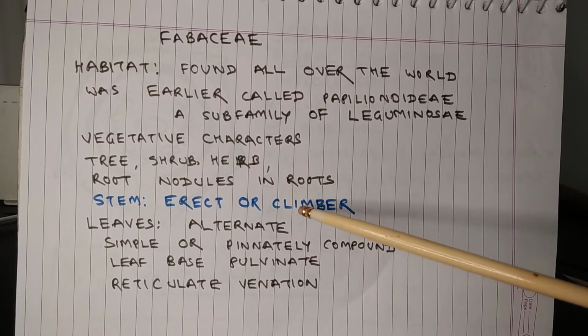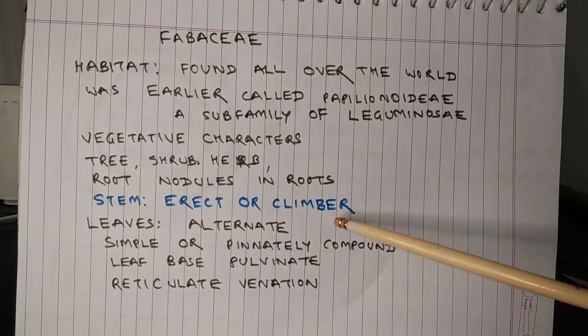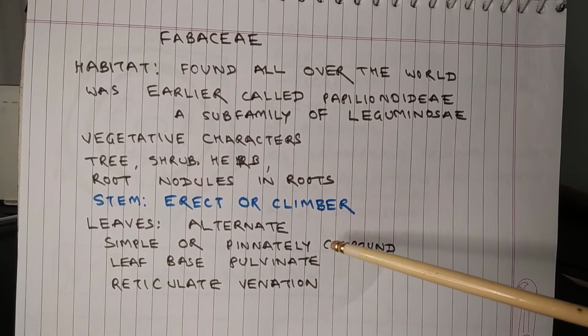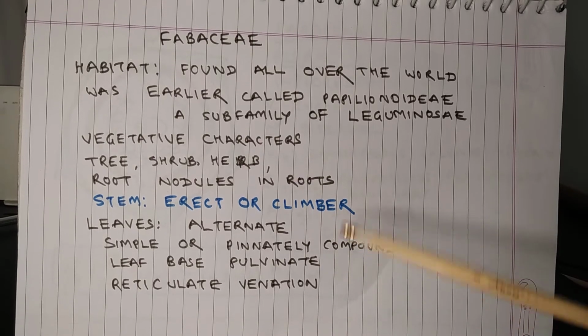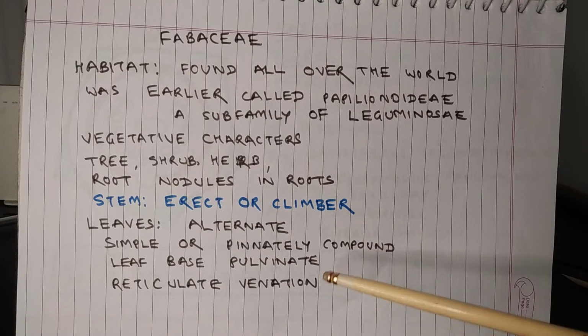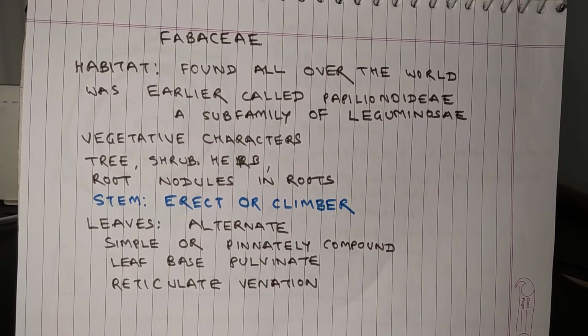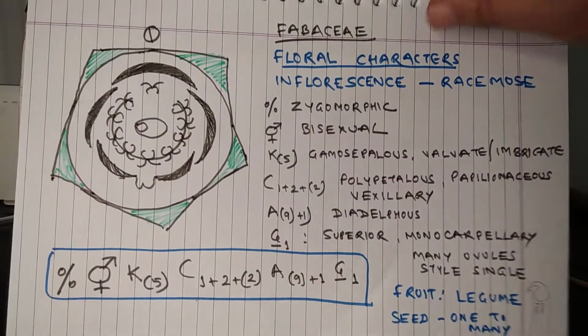Leaves show alternate phyllotaxy. Leaves can be simple or compound. If compound leaves are present, then they are pinnately compound. Leaf base is pulvinate, which means the petiole is swollen at the base, and venation is reticulate, which is the normal thing for most of the dicot plants. Almost all the dicot plants show reticulate venation.